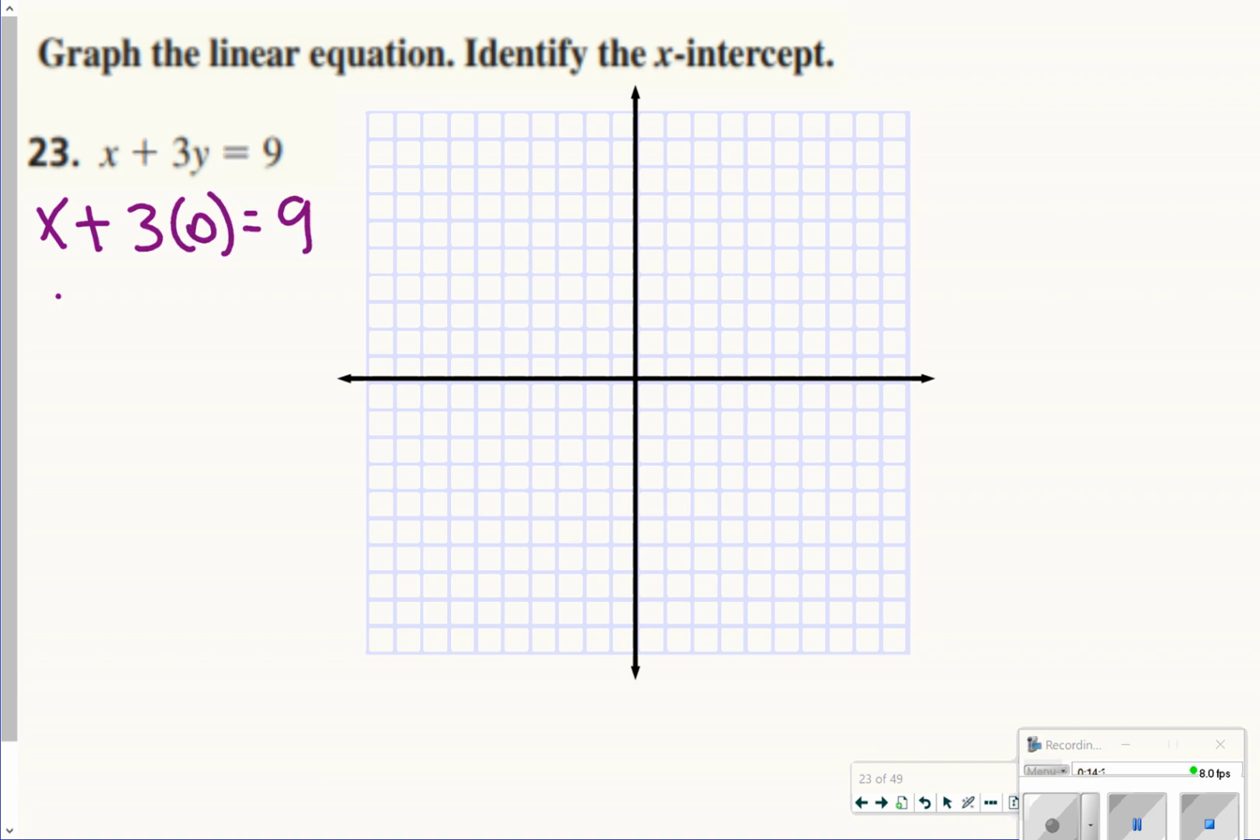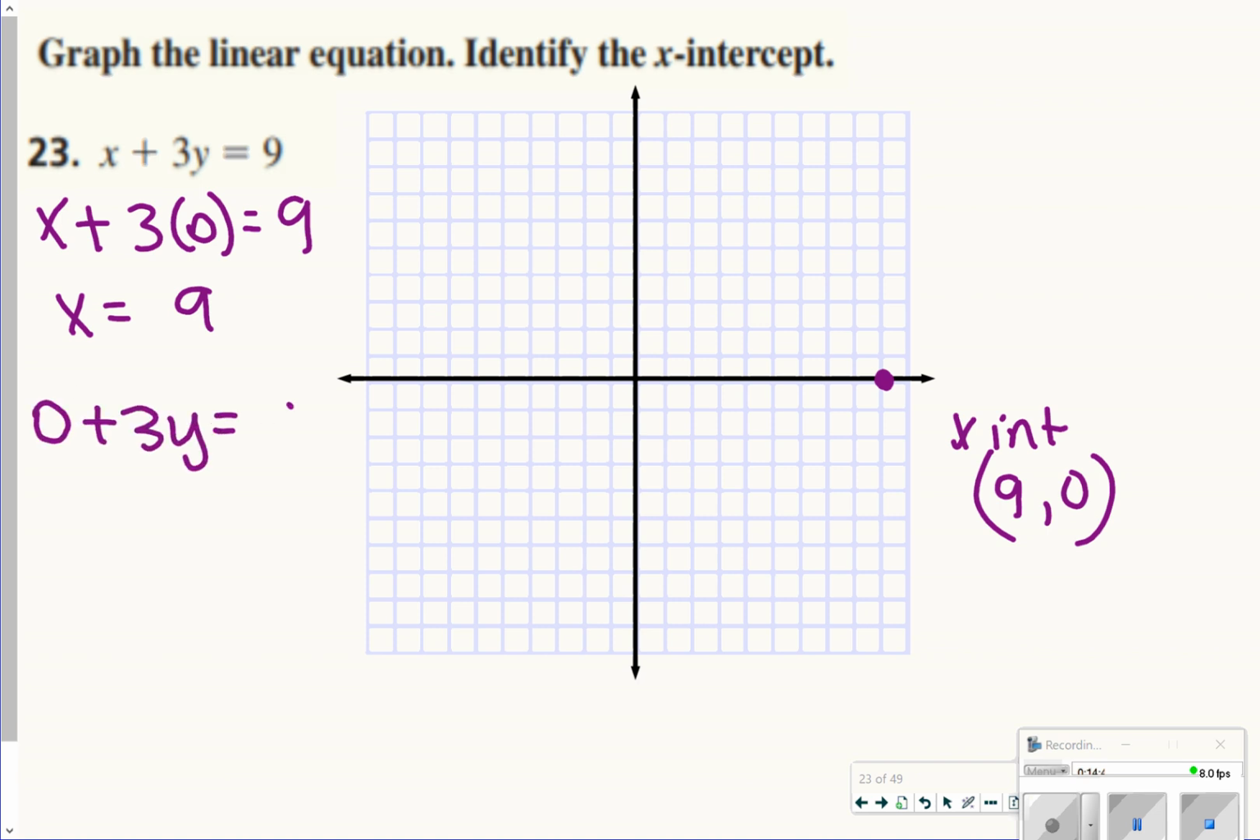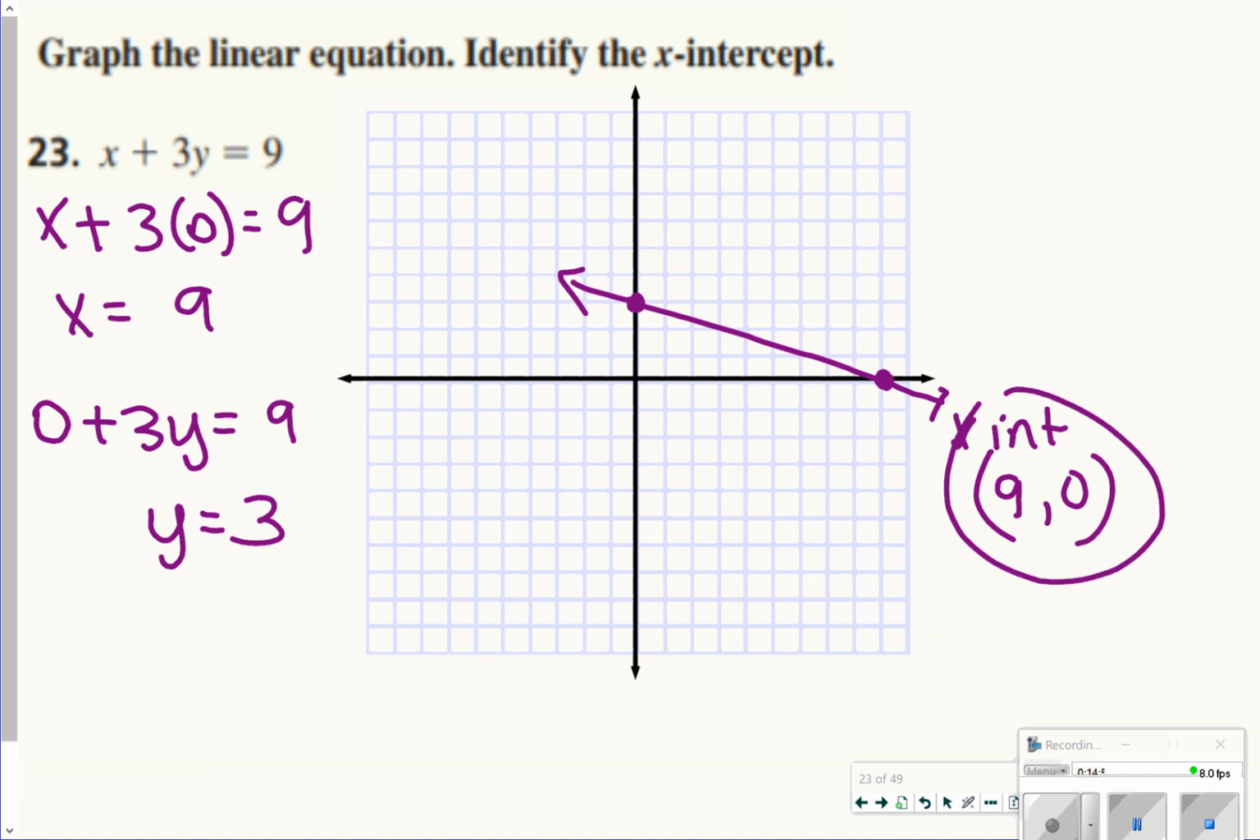So x is equal to 9. There's already my x-intercept. And then for my y-intercept, I'm going to make x be 0. So y is equal to 3. 1, 2, 3. And then I connect my points. And my x-intercept is at (9, 0).